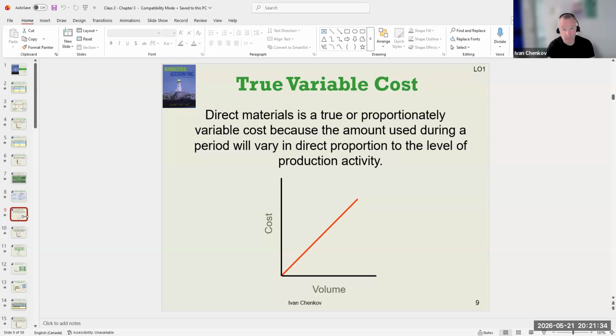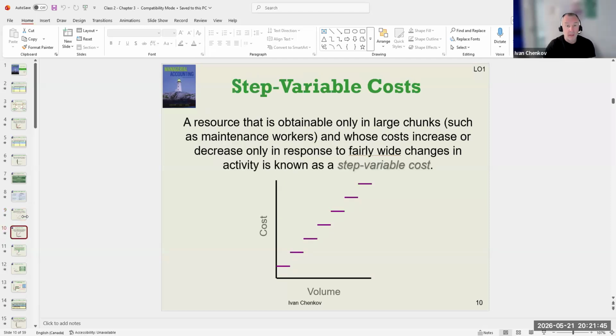So once more you're using it, more production, more materials. Less production, less materials. Step variable costs. The step variable costs, we can think about labor, specifically labor of the maintenance. Maintenance, in which business?